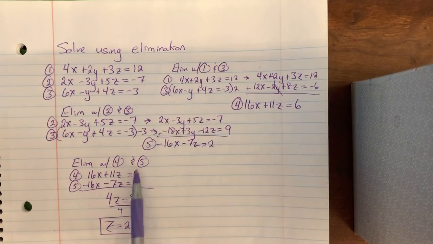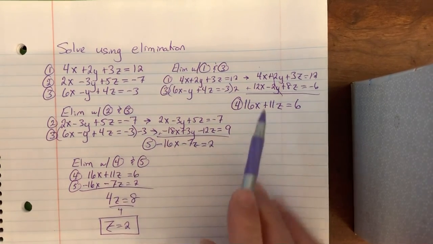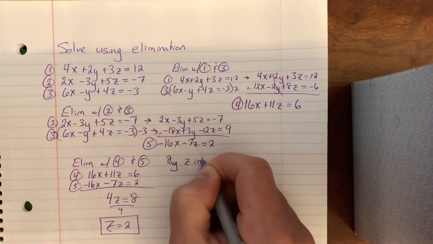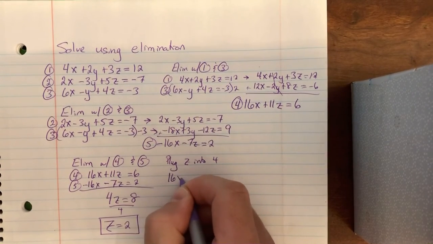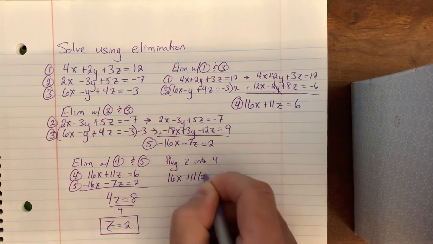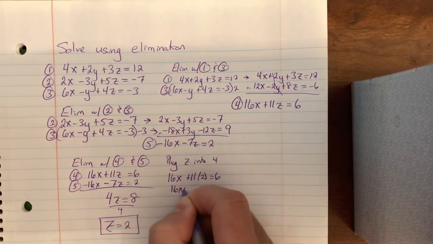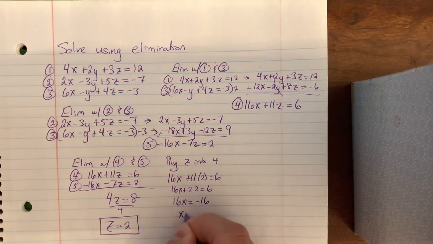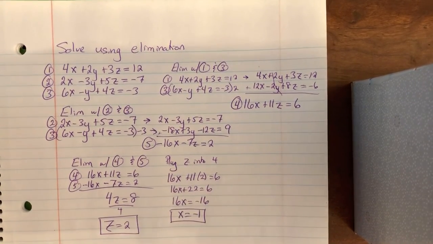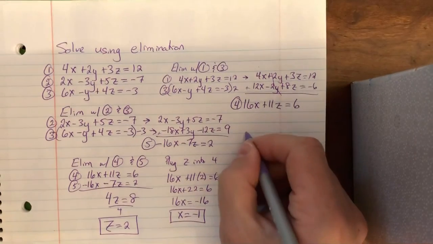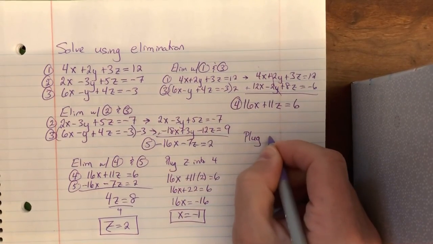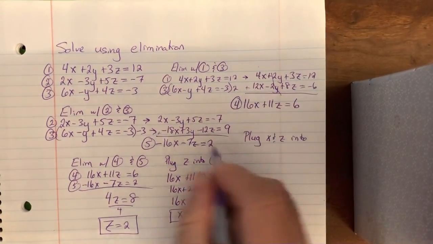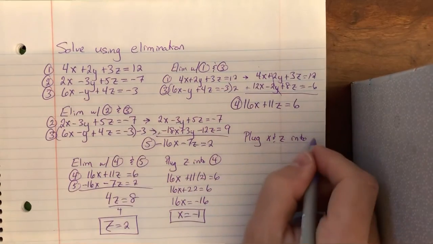Once I have z, I can plug it back into either 4 or 5. I'm going to plug it into 4. 16x plus 11 times 2 equals 6. So now I have x. So now I can plug x and z into either 1, 2, or 3. In this case, I'm going to plug it into 1.